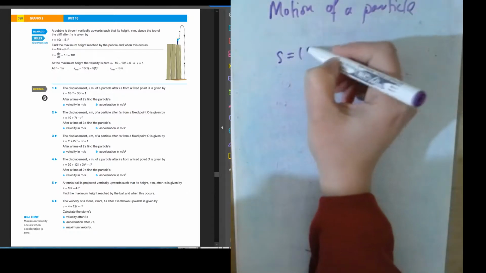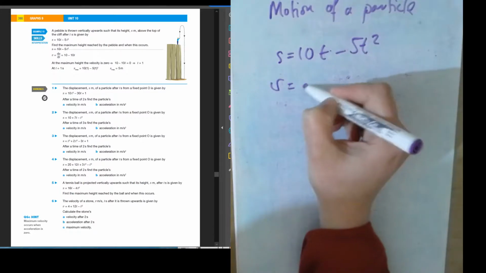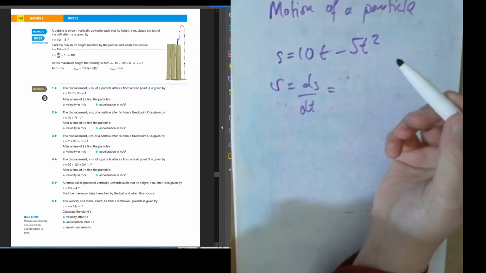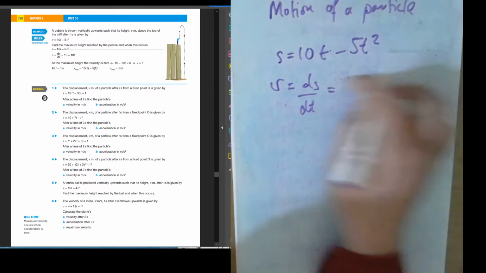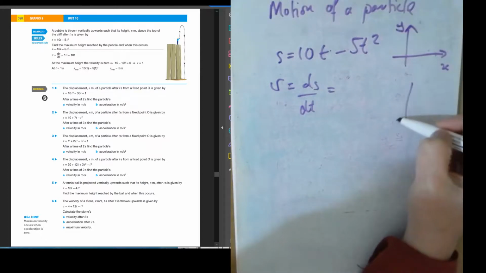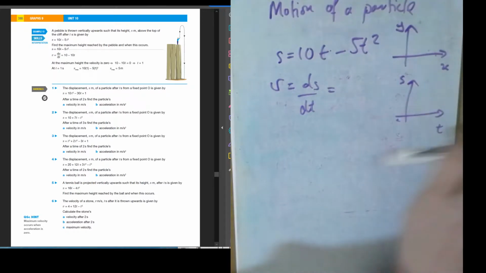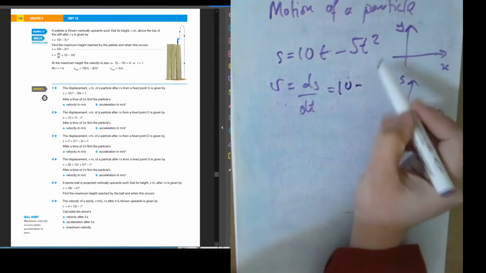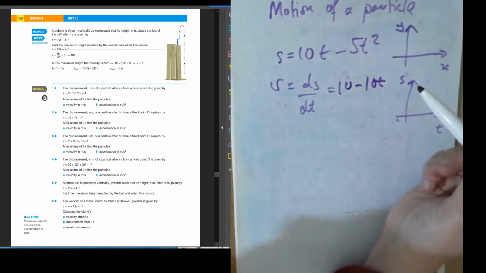So we have s is 10t take away 5t squared. So in order to find v, we've got ds over dt, so we've got to differentiate that. But rather than in respect to x, we're doing it in respect to t now, which is time. Okay, so it's exactly the same because when we're drawing a graph, that's x, that's y, but in this case, that's t, that's s. So just going across in respect to t, this will be 10 take away 10t. Okay, that's going to be my velocity.